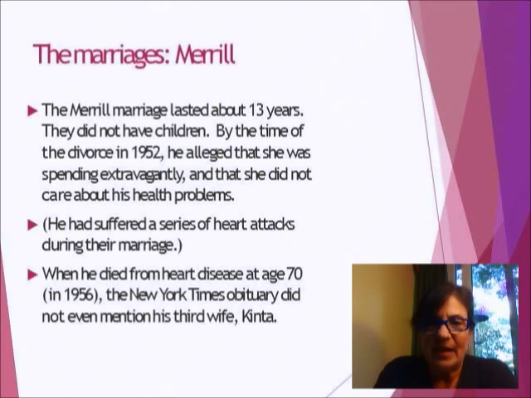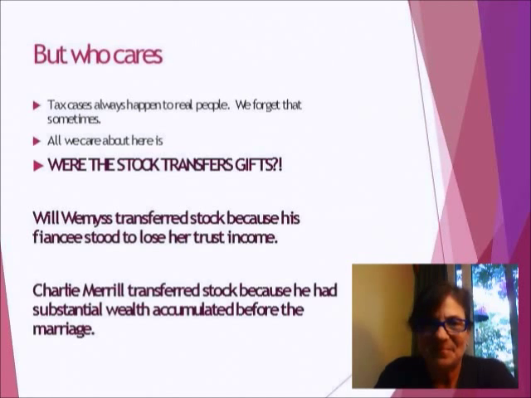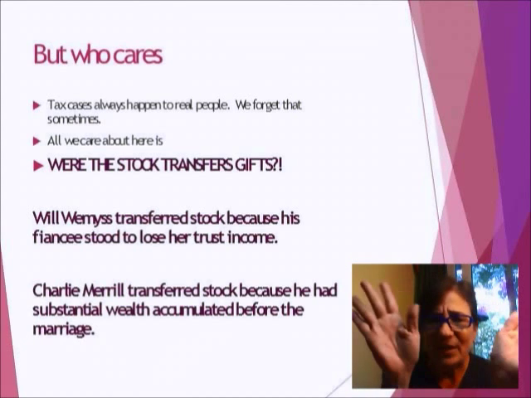So when he died, they were divorced. He died about 4 years later of complications from his heart problems. And the New York Times, as they often do, wrote quite an obituary about him because he was a notable person. It did not even mention her. It did talk about the other 2 wives, but didn't even mention Kinta. But who cares? This is really not why we're here. This is just the fun, gossipy part. We don't care about that.